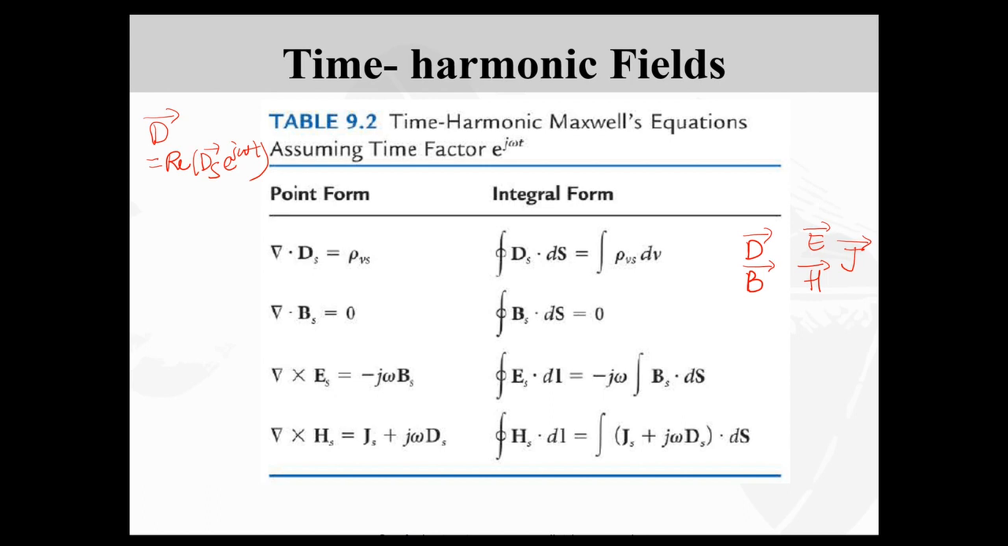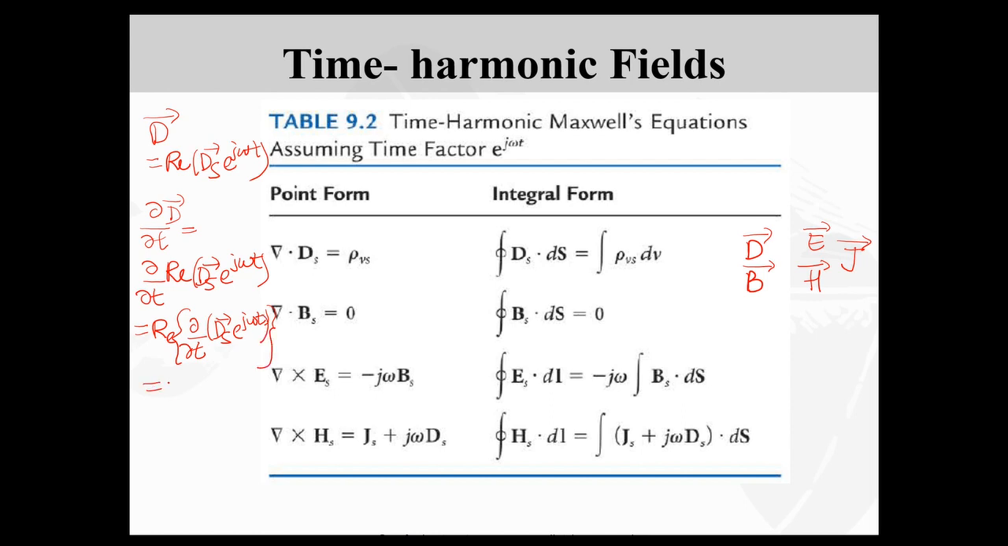Whenever we write in phasors, if we have the partial differentiation with respect to time of D, as in Ampere's circuital law, then we can replace it with d by dt of the real part of D s into e to the power j omega t, which is represented in its phasor form. This can be written as the real part of dou by dou t of D s e to the power j omega t.